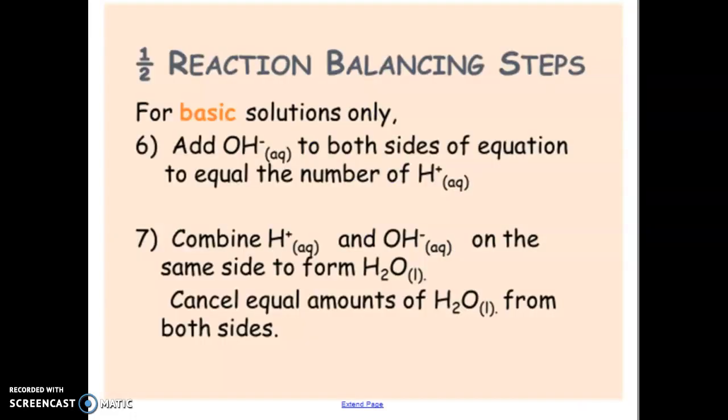Okay, so we're going to take a look at an example using a basic solution next.